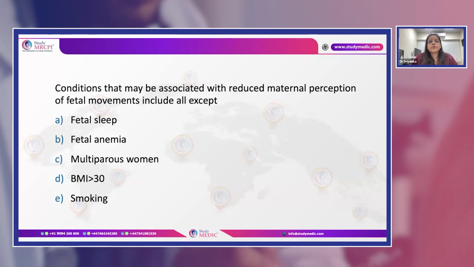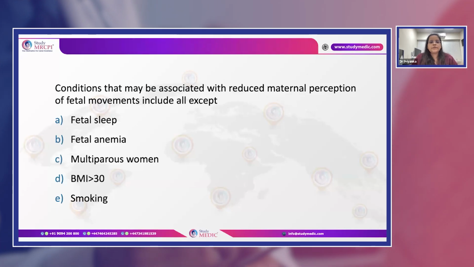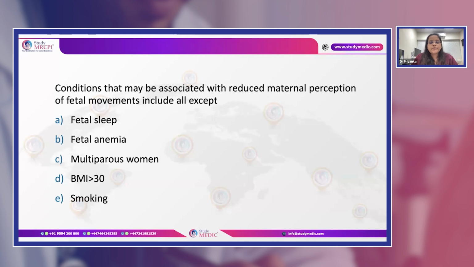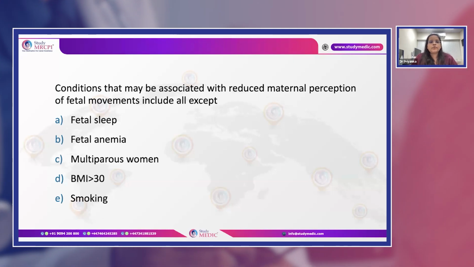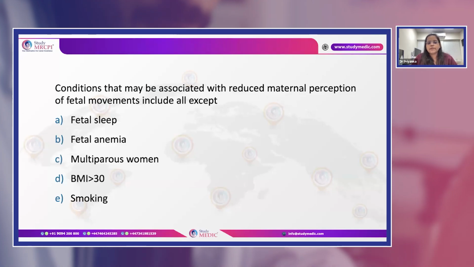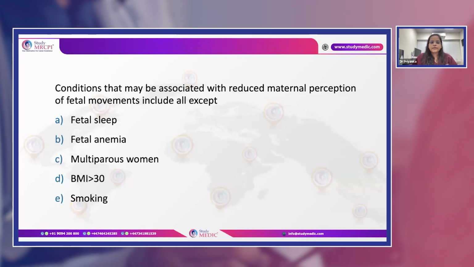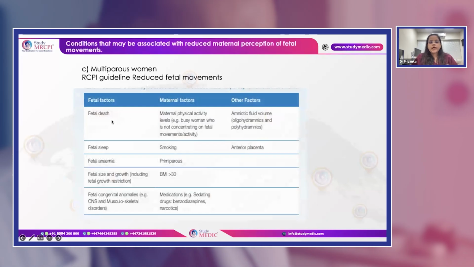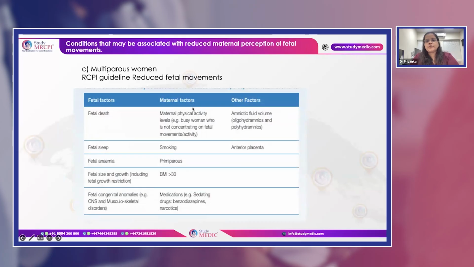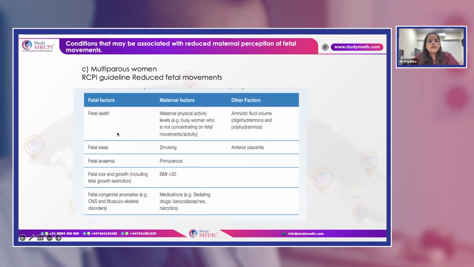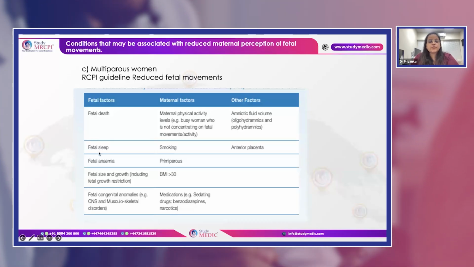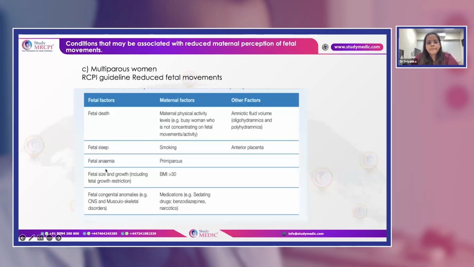Even smoking decreases the perception of fetal movements. Whereas primiparous women are more prone to have reduced perception of fetal movements than multiparous women. So here the correct answer is answer C. There are fetal factors, maternal factors, and other factors which are responsible for reduced perception. If there are fetal factors, what are those? Like fetal death, where the baby is not going to move, fetal sleep, fetal anemia.